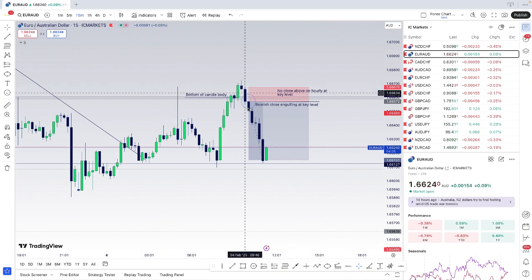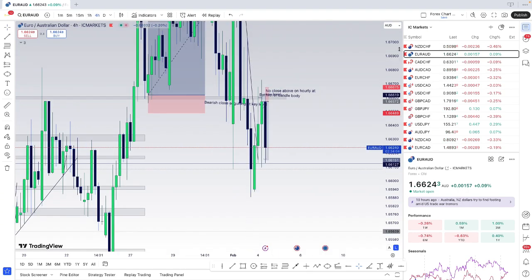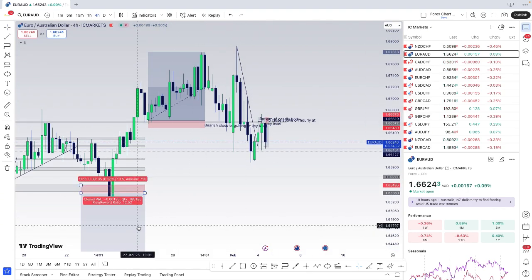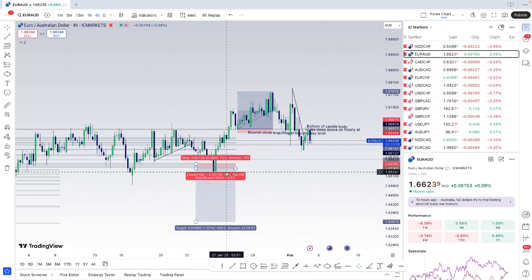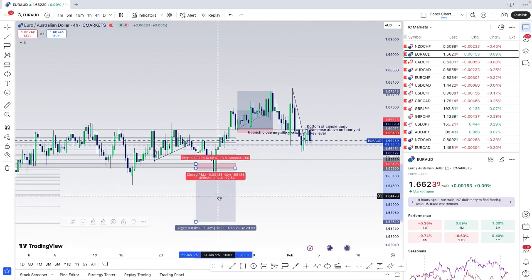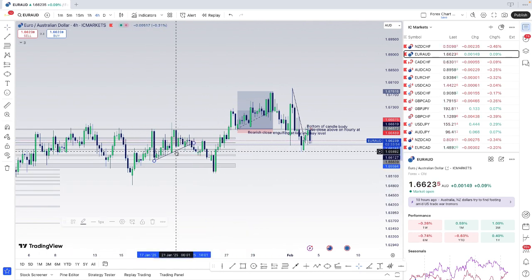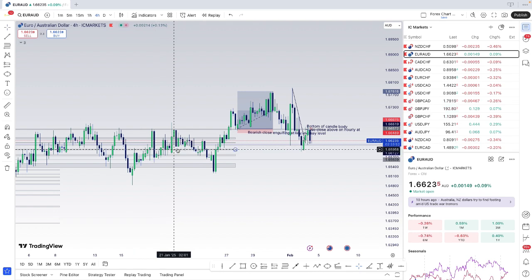So we're going to do this from a top-down analysis perspective, and there's a reason for this. This is a trade that I was looking at when we finally get a break and a retest of this bottom level on Euro AUD. But we're just going to delete that and clean up some of this chart a little bit.